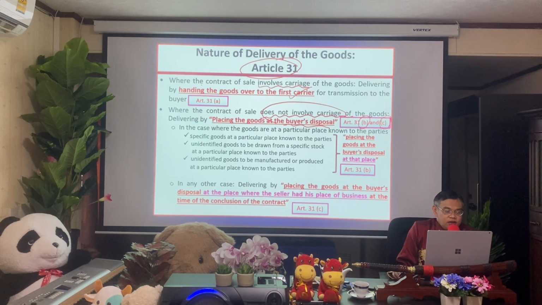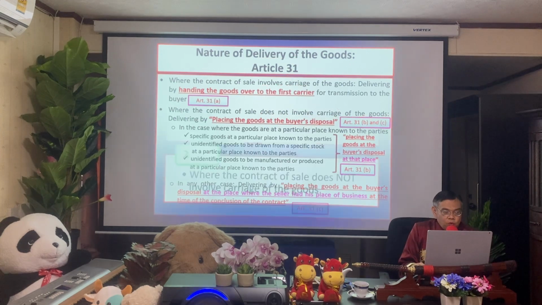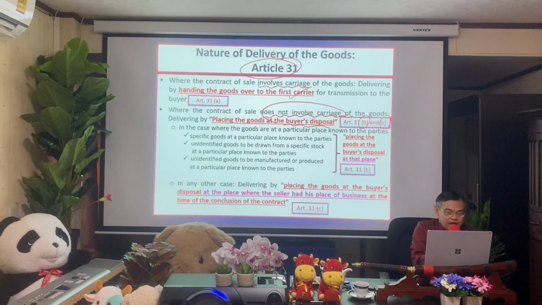So in this case, where the contract does not involve the carriage, you have to remember that if the contract involved the carriage, then that is a case falling under Article 31(a). If the contract of sale does not involve the carriage of the goods, that is the case falling under Article 31(b) or 31(c), as the case may be. Again, the rule is that delivery will take place when the seller places the goods at the buyer's disposal.